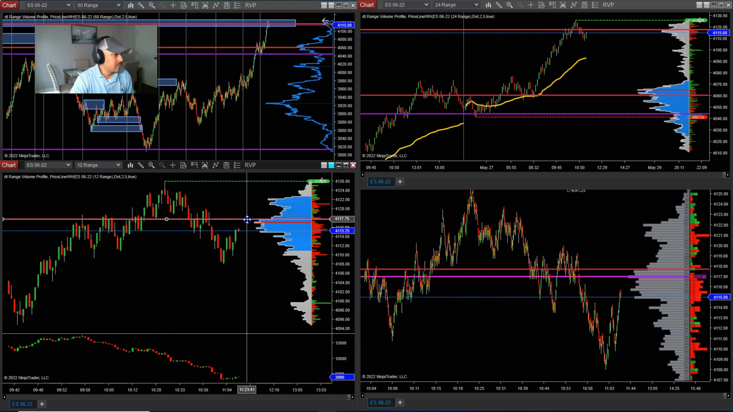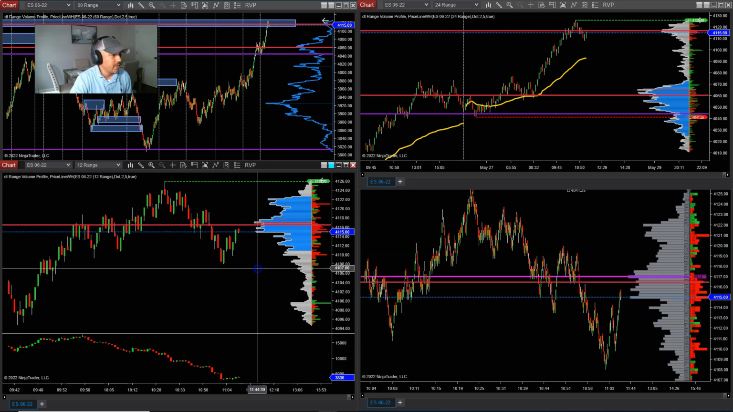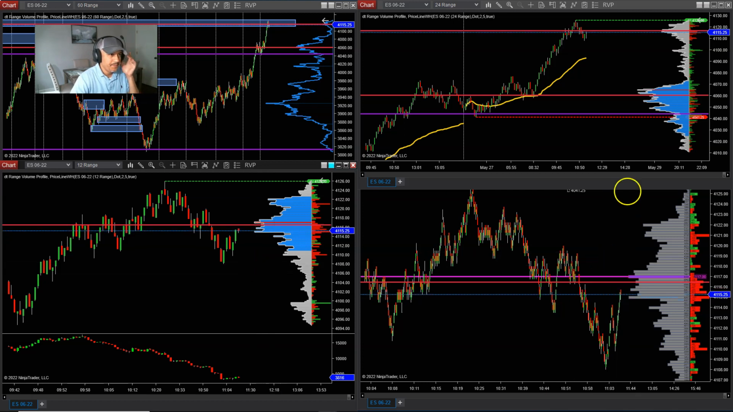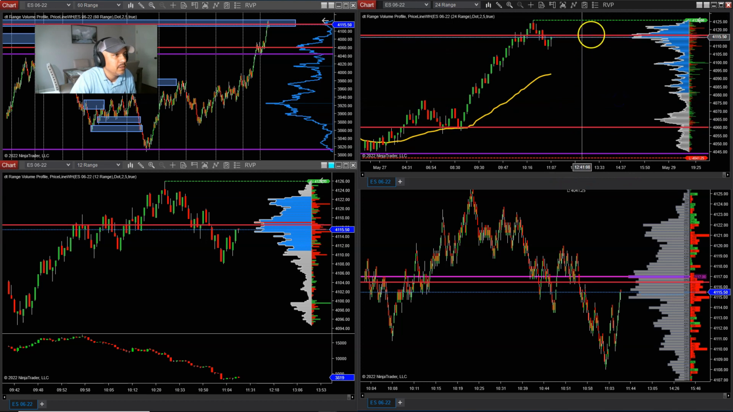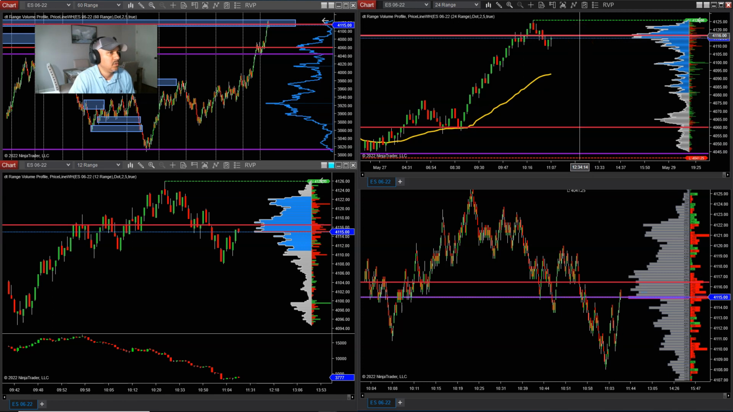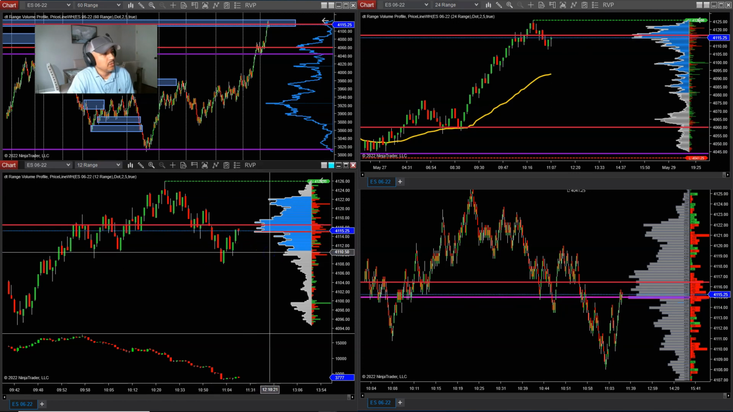Yeah, we're pretty much just a few ticks away, 16.5. And maybe a point away. Look at the 24 range here. On the 24, we're actually tapping into that area. So, 13.25. Yeah, let's see what happens.